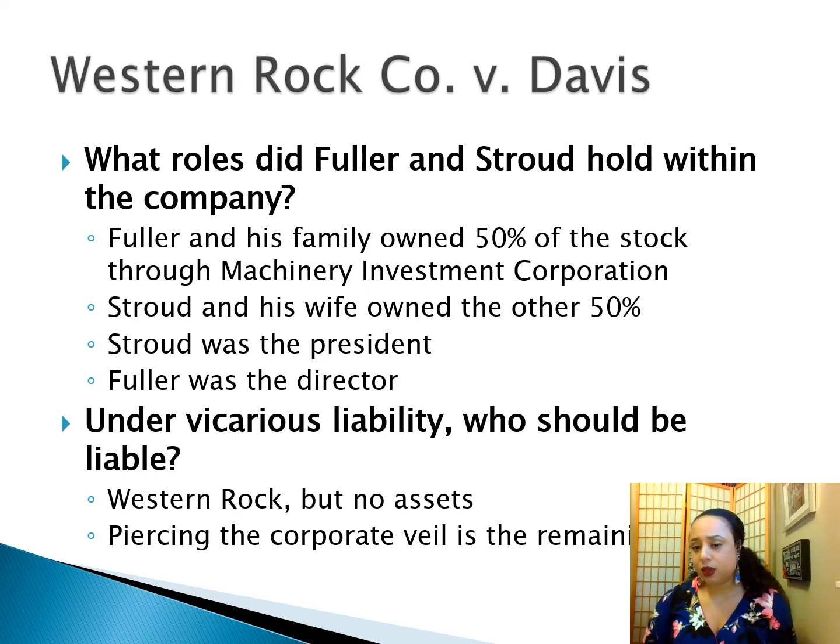And so in applying tort law principles under vicarious liability, who would be liable for these damages? Under vicarious liability, Western Rock would be liable. But as we saw when we evaluated this fact pattern, Western Rock did not have any remaining assets. And so the tort claimants, of course, had to seek remedies or attempt to receive remedies through piercing the corporate veil and going directly after the personal assets of Stroud and Fuller.